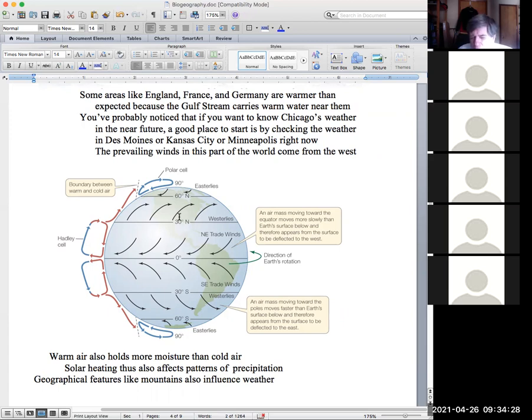So if we look at this map of the United States up here, and if we look at where we are in Chicago, right in this area, notice that our main winds are coming from a westerly direction. They start in the west and blow east. When we say that a wind is a westerly, it's actually blowing east. That means it starts in the west.